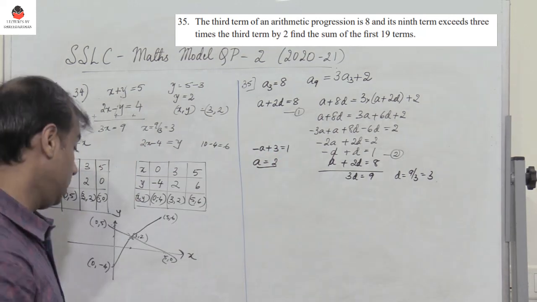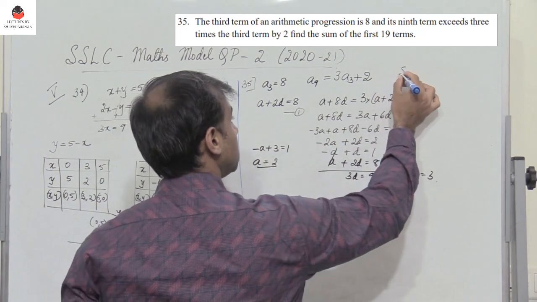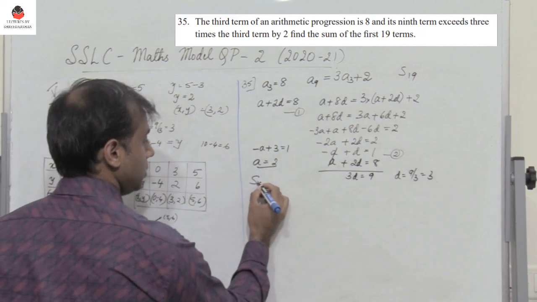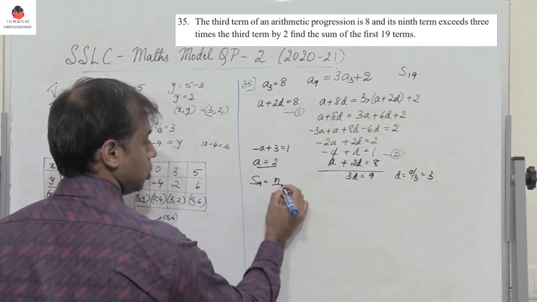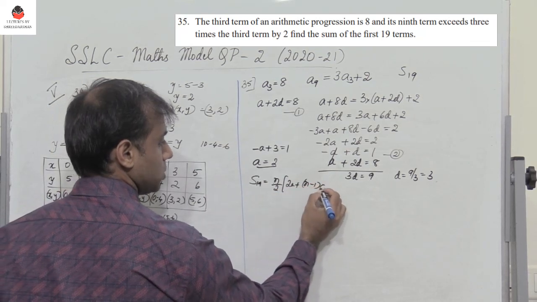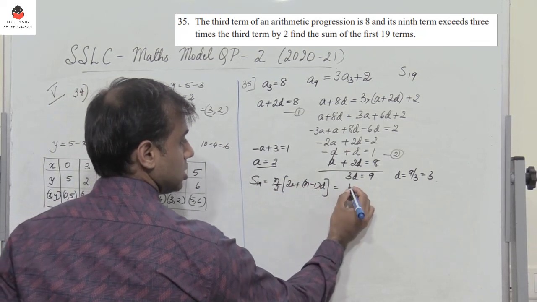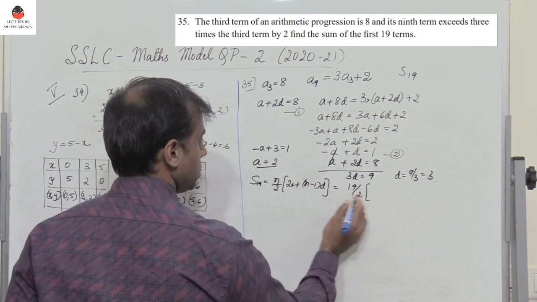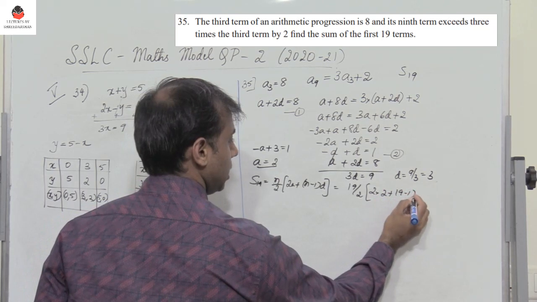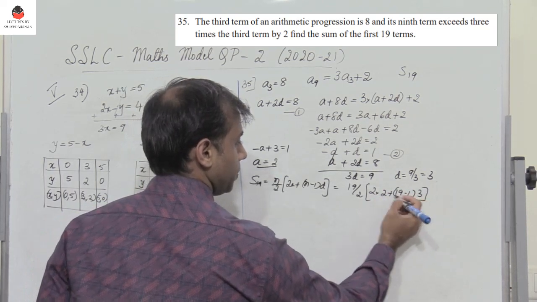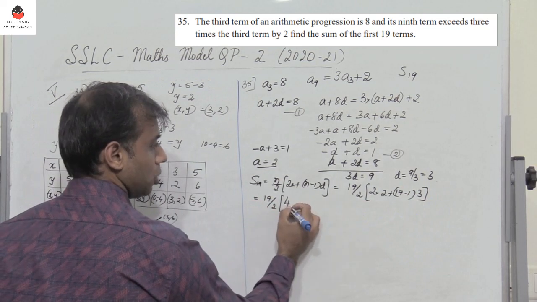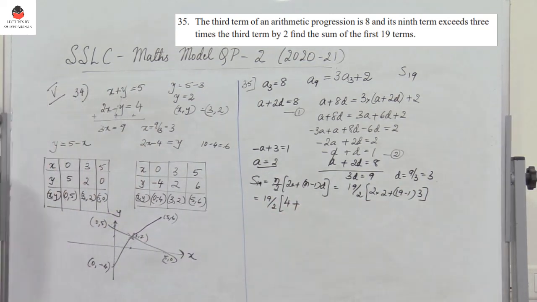So I need to find the sum up to 19. So we know the expression. What is S19? It is n by 2 into 2a plus n minus 1 into d. So it's 19 by 2 into 2 into 2 plus 19 minus 1 into d, which is 3. So we have 19 by 2, this is 4 plus 18 into 3.